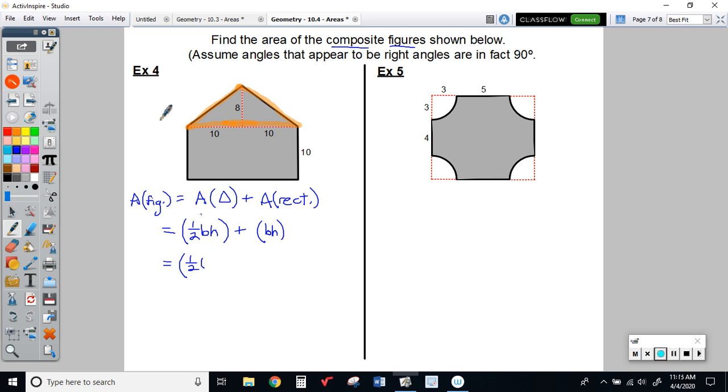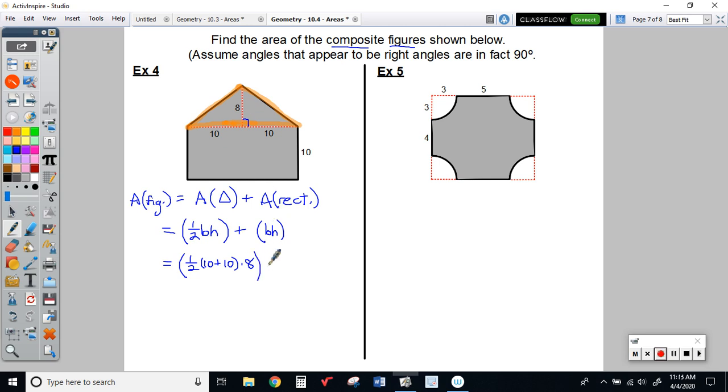Either write that off to the side somewhere, or you can write it right in the formula like that. Show me you knew that 20 came from 10 plus 10. And then your height would be 8 in this triangle from there to there. And it says up here, assume angles that appear to be right angles are in fact 90. So assume that it looks like a 90-degree angle.